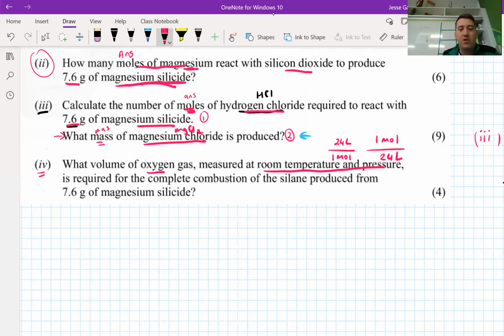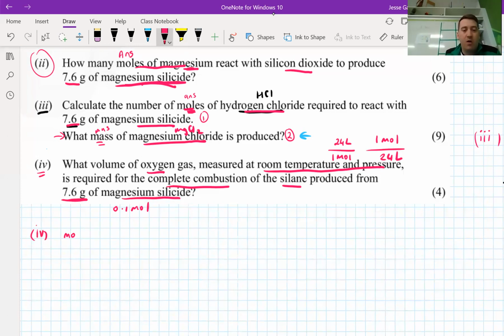All right, so what volume of oxygen gas measured at room temperature and pressure is required for the complete combustion of the silane produced from 7.6 grams of magnesium silicide? If you feel like you can tackle that, go ahead, pause the video and do that now. All right, if you didn't feel like you can tackle it, I'm going to again walk you through the conversions. The first thing we know is we've got 7.6 grams of magnesium silicide, which we've already worked out is 0.1 mole. So don't do that again. We already know we've got 0.1 mole.